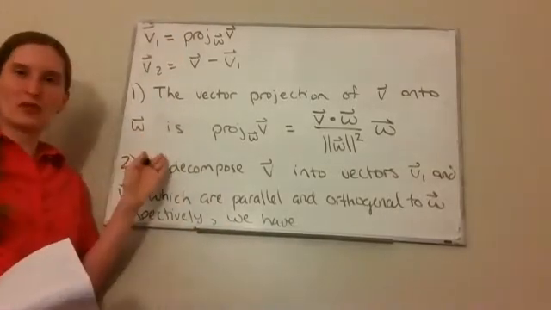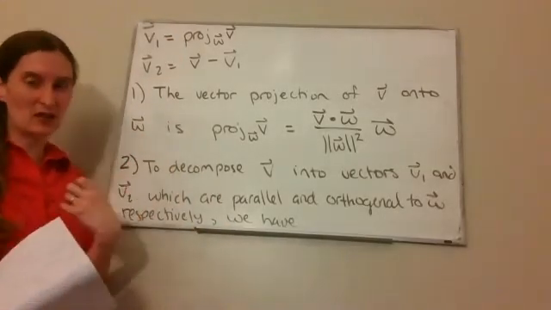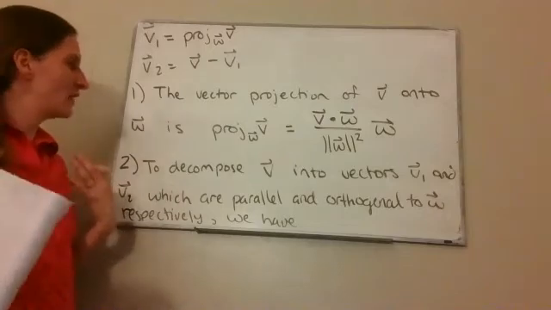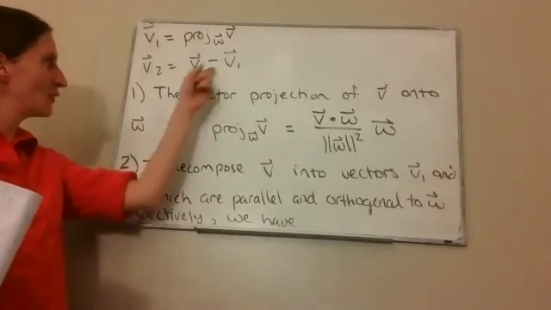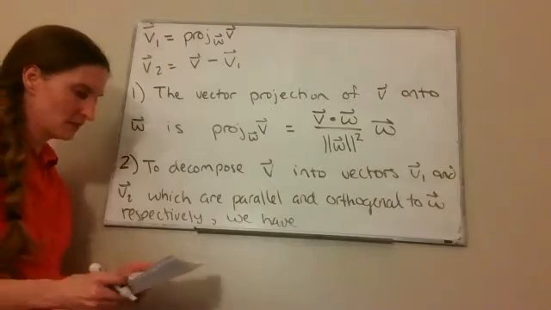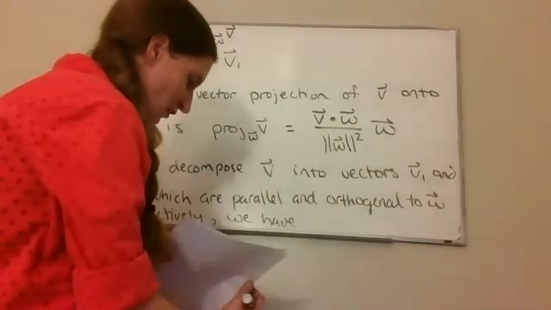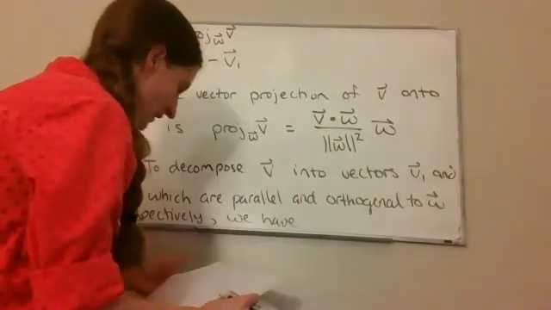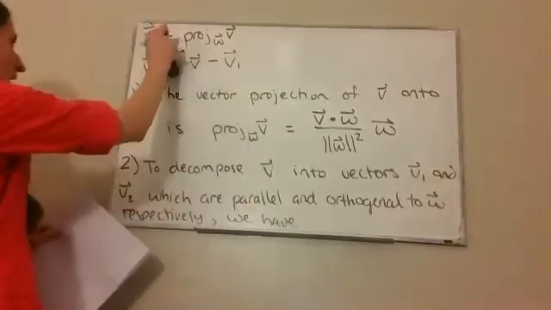So you would use this projection to find the one that's parallel to w, and then to find the one that's orthogonal to w, you just subtract the parallel one from your original vector. So let's do an example where we find this decomposition.